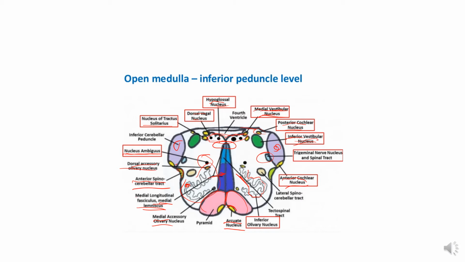The spinal lemniscus, consisting of the anterior spinothalamic tract, lateral spinothalamic tract and the spinotectal tracts, is deeply placed. So the spinal lemniscus, so this is deeply placed here, spinal lemniscus.